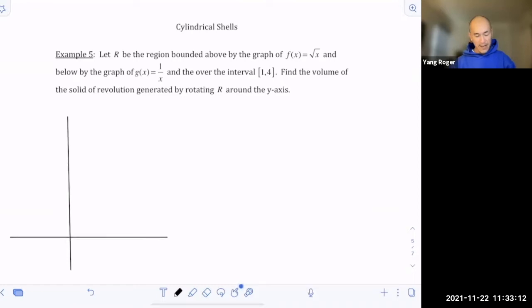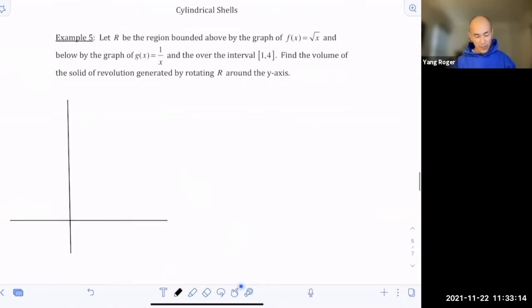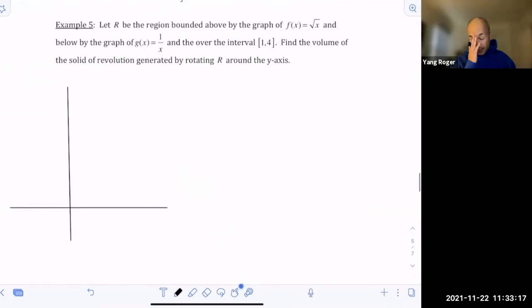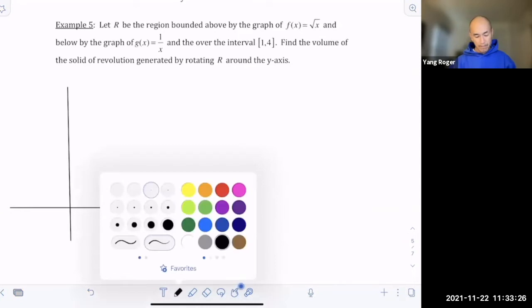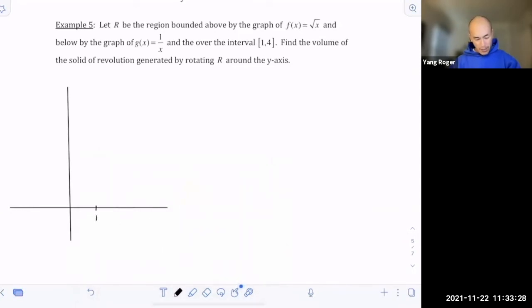I think I drew that too high, but I've got the whole page to do it, so it's no worry. There's 1, 2, 3, 4. There's, that's not even. Oh well. There's 1. There's 2.